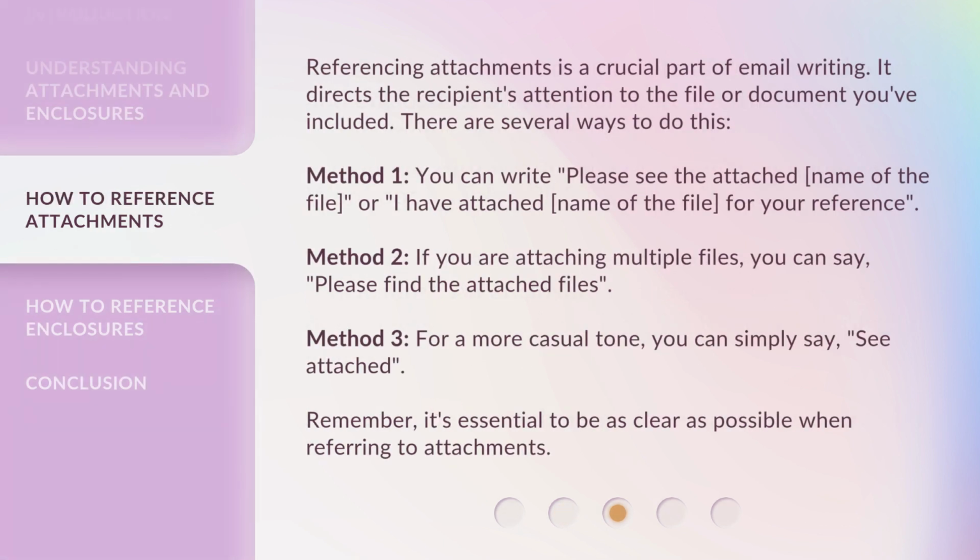Referencing attachments is a crucial part of email writing. It directs the recipient's attention to the file or document you've included. There are several ways to do this. Method 1. You can write, "Please see the attached [name of the file]," or "I have attached [name of the file] for your reference." Method 2. If you are attaching multiple files, you can say, "Please find the attached files." Method 3. For a more casual tone, you can simply say, "See attached." Remember, it's essential to be as clear as possible when referring to attachments.